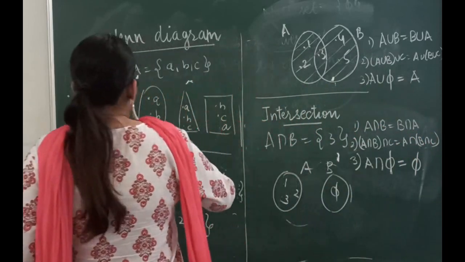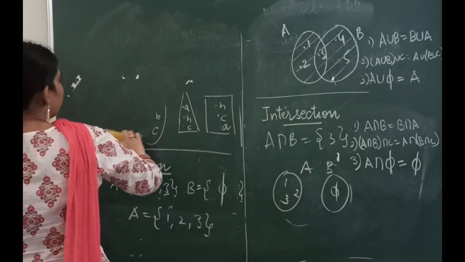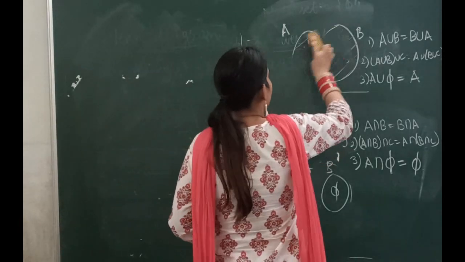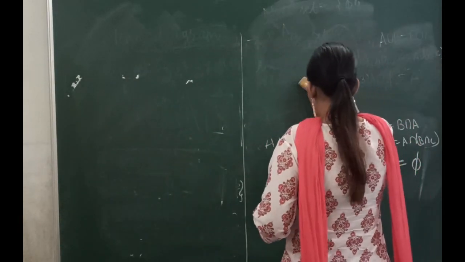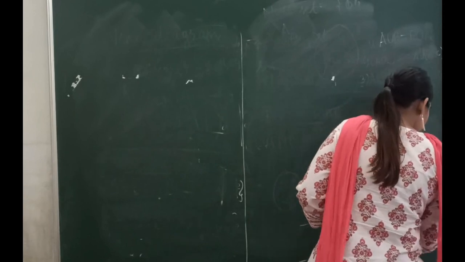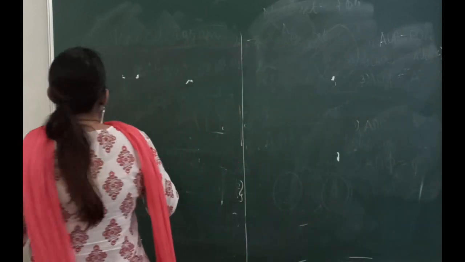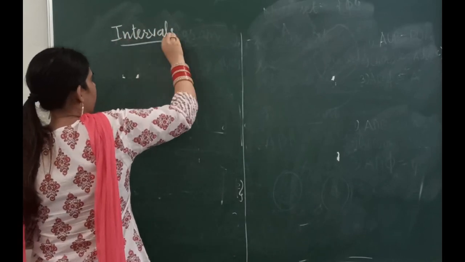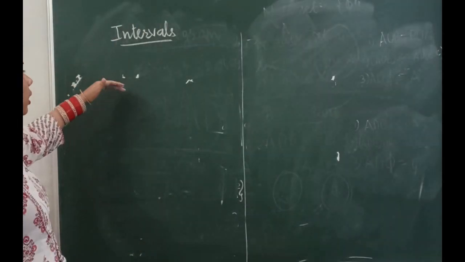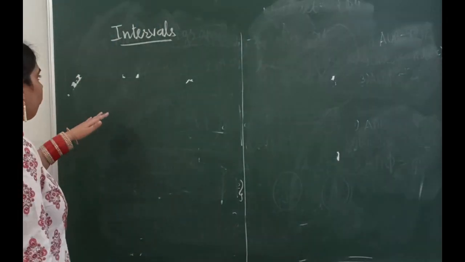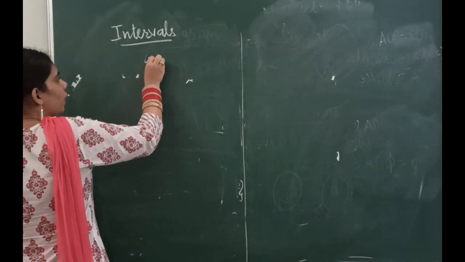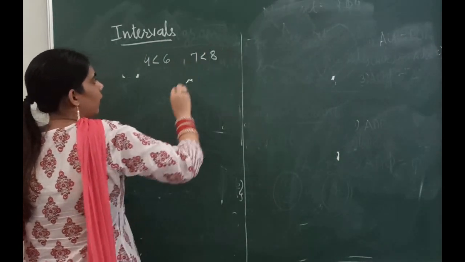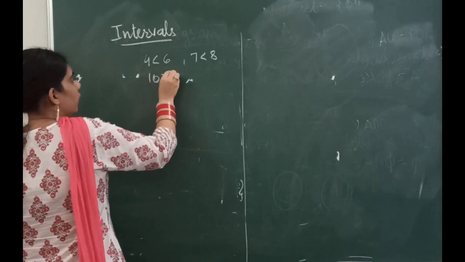So the next concept we are going to do is intervals: open intervals, closed intervals, semi-open, semi-closed and so on. But before starting the concept of intervals, let us quickly brush up the concepts that we have already done. Okay, how will I write that 4 is less than 6? It's very easy. 7 is less than 8. 10 is greater than 5.